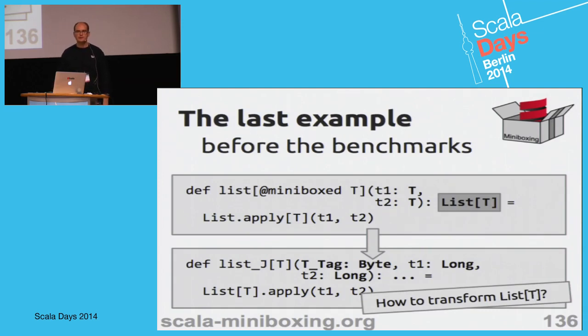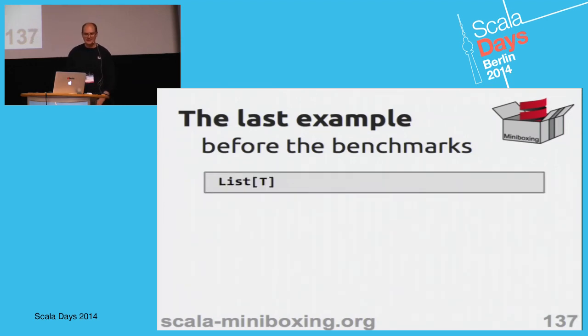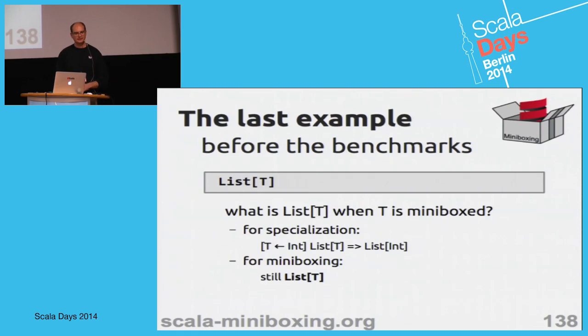The question is, how exactly do we transform List[T]? Any insights? Could we make it a list of long, maybe? Anybody who says it's a list of long? No. Okay, thank you very much. So, List[T]: how do we transform it? For specialization it's pretty simple: T becomes Int, therefore List[T] becomes List[Int]. For miniboxing, it's still List[T]. So how do we get a specialized variant for List[T]?